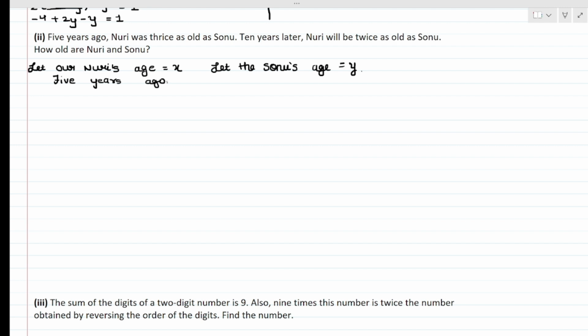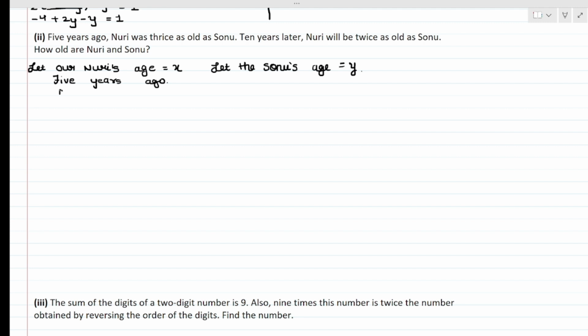So whenever they are talking about the past, like 5 years ago, that means you will substitute a minus sign in between. If they have told us 5 years later, then you will add that 5 years. Now we are talking about years before, that is why we are subtracting 5 years.